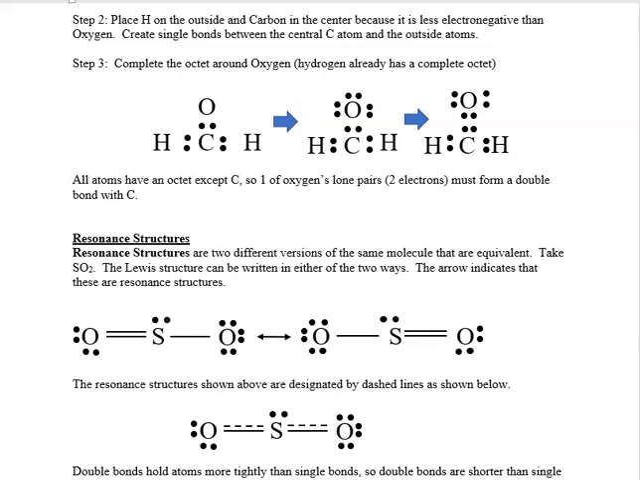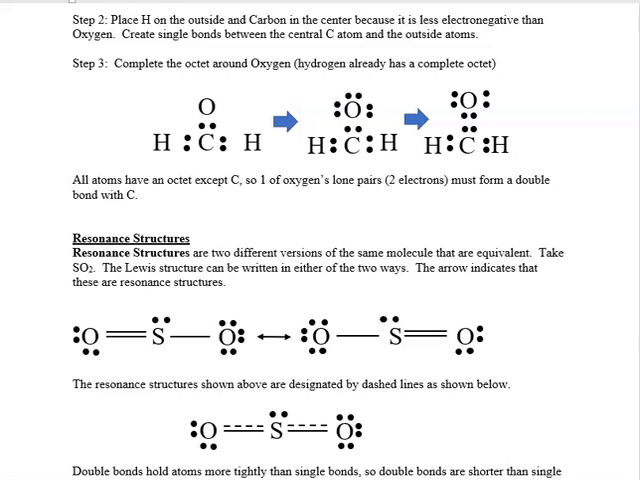Each of the hydrogens has an octet. That's 2 electrons for the hydrogens. But the carbon doesn't. The carbon only has 6 electrons. So count how many electrons you've used. You've used 12 electrons. That's how many you have to use. So you don't want to get rid of any electrons or add any more electrons, but you have to rearrange them somehow. So what you do is you take 2 of those lone pair electrons from oxygen and you stick them in between the carbon and the oxygen.